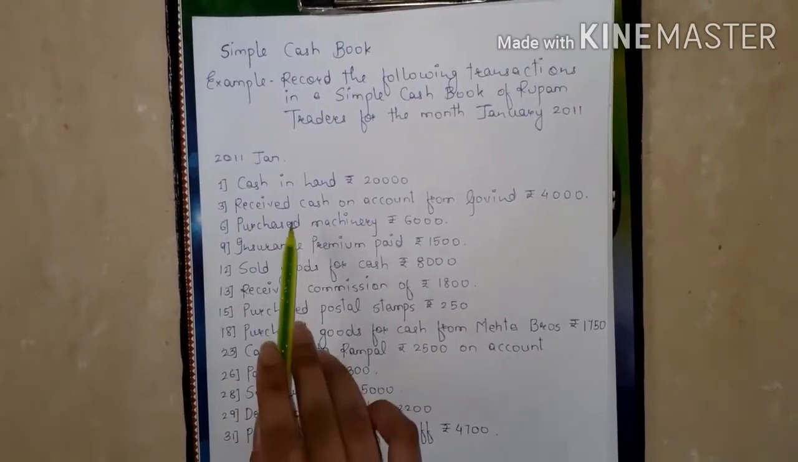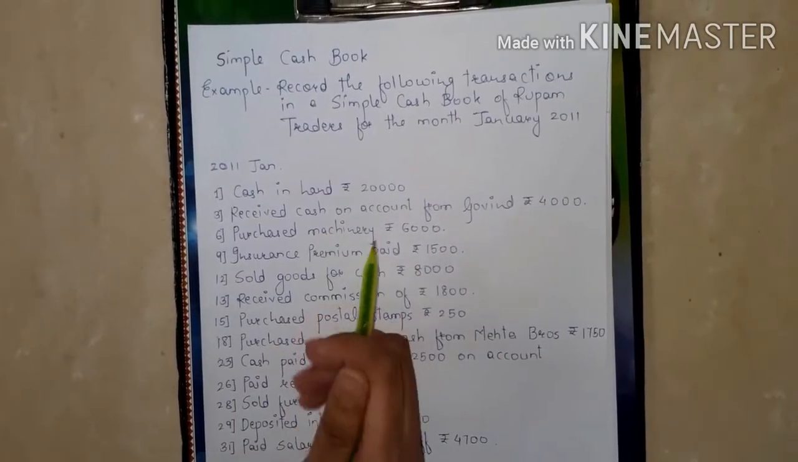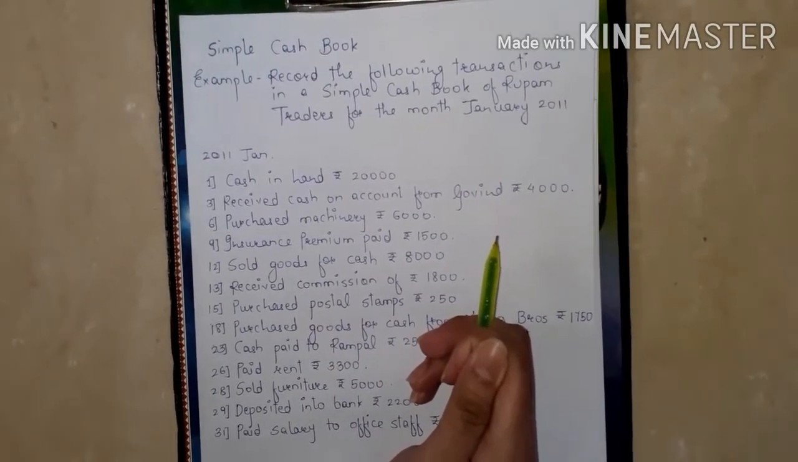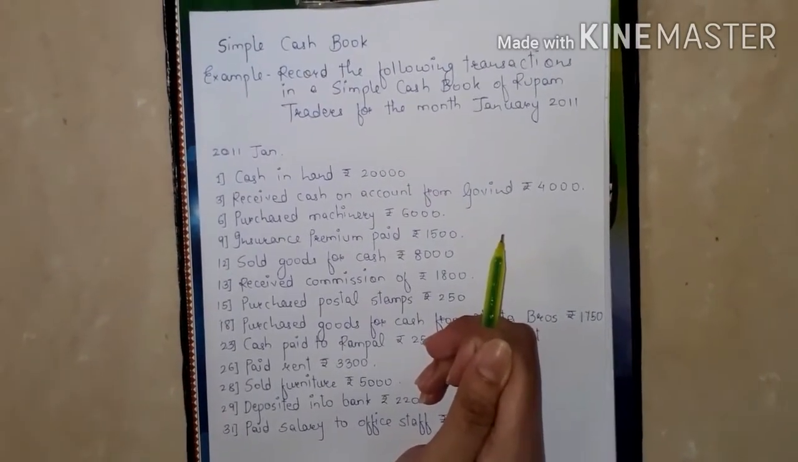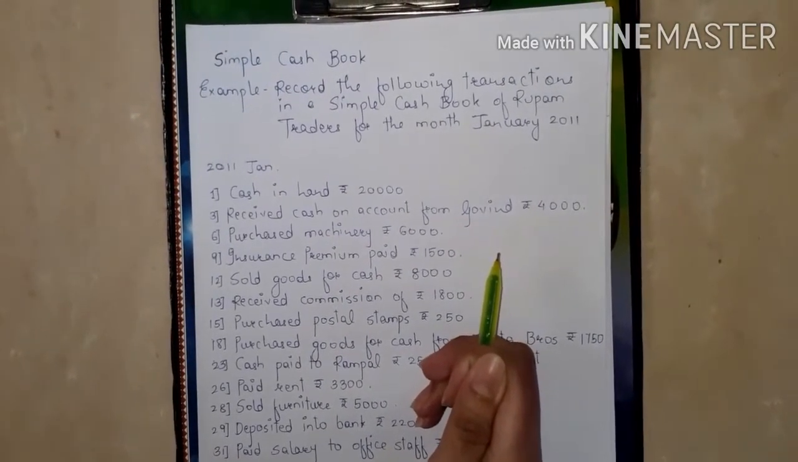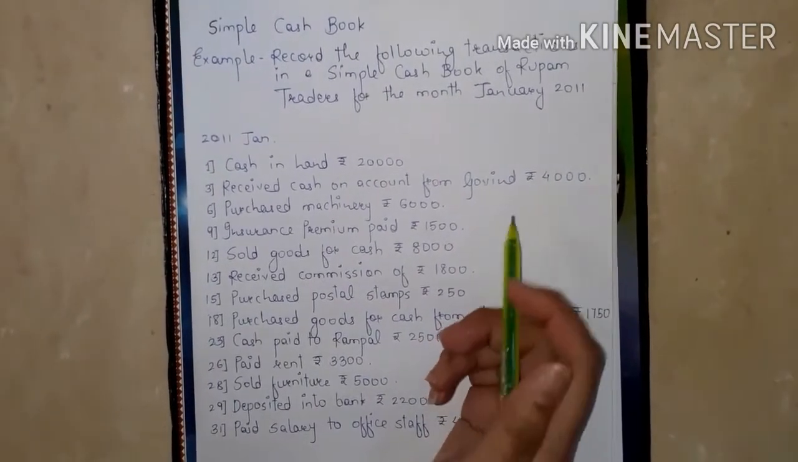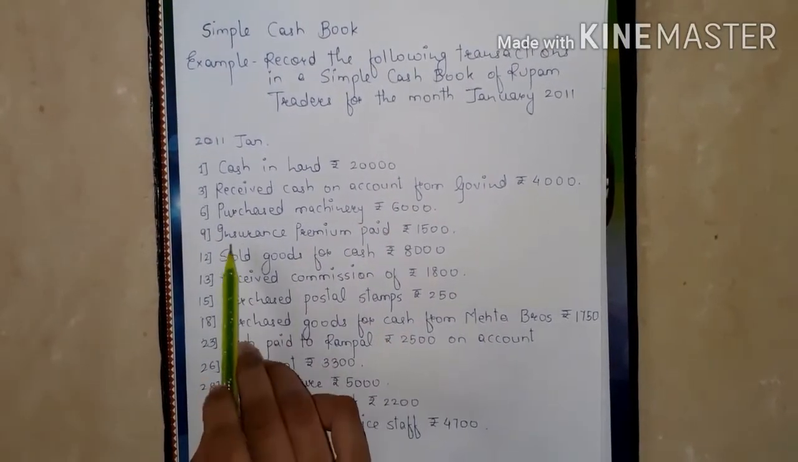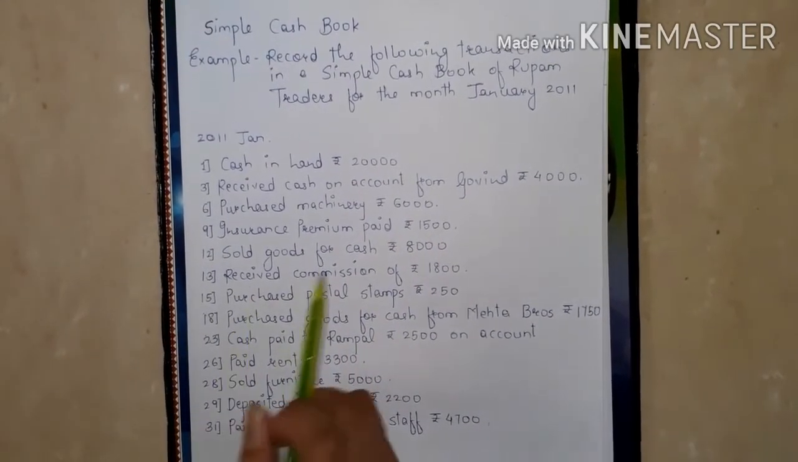On 3rd January, received cash on account from Govind rupees 4,000. Now what does cash on account mean? Here from Govind we have received partial payment for the goods that we have sold to him on credit. So the partial payment for that goods is being paid to us by Govind, rupees 4,000. On 6th January, purchased machinery rupees 6,000. 9th, insurance premium paid rupees 1,500.